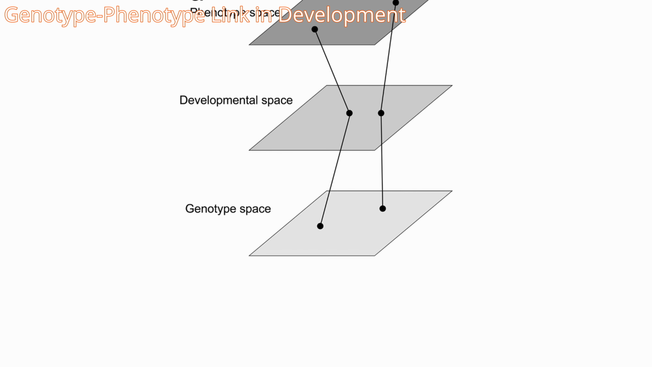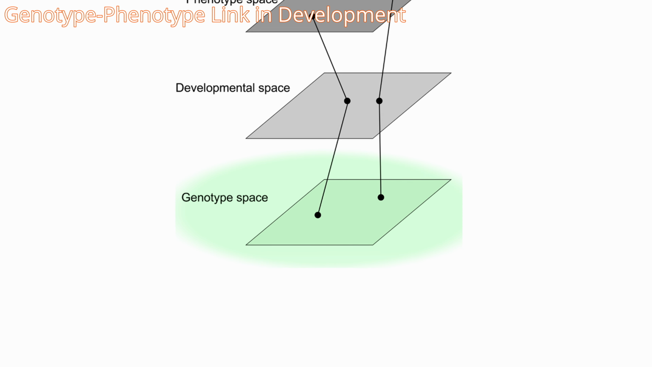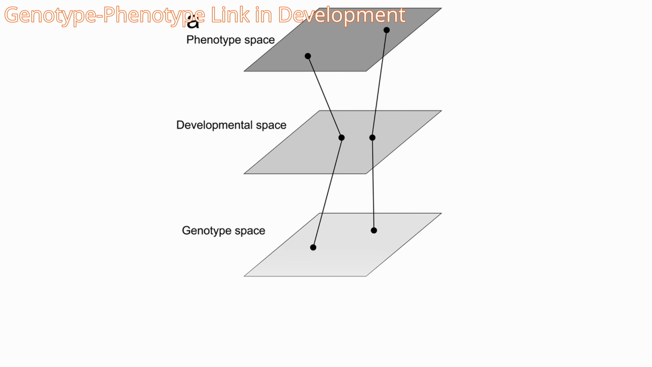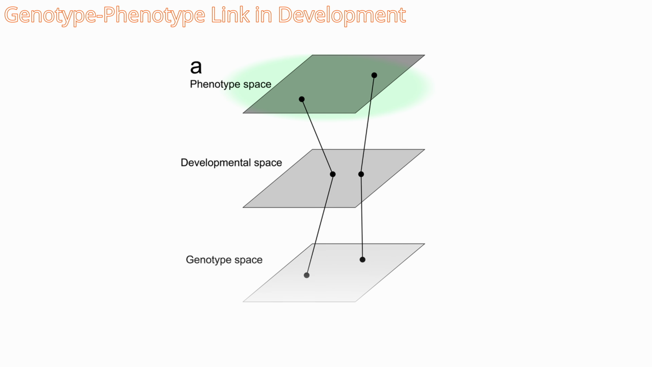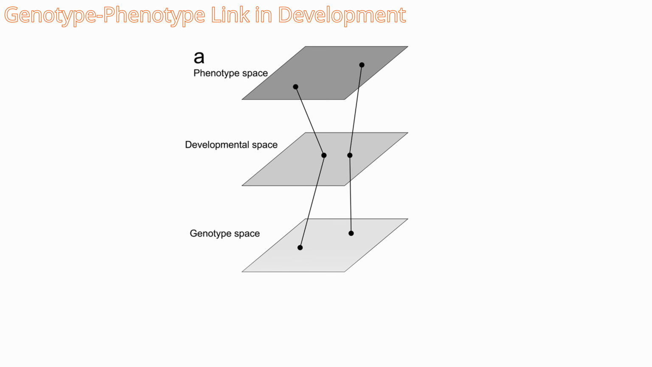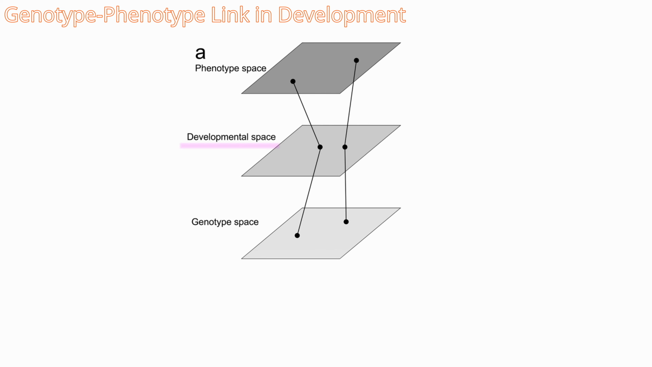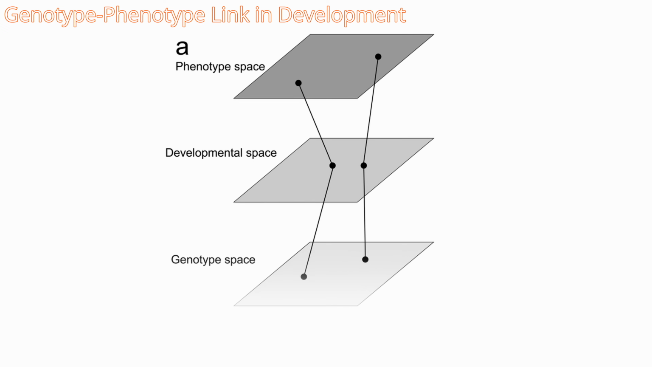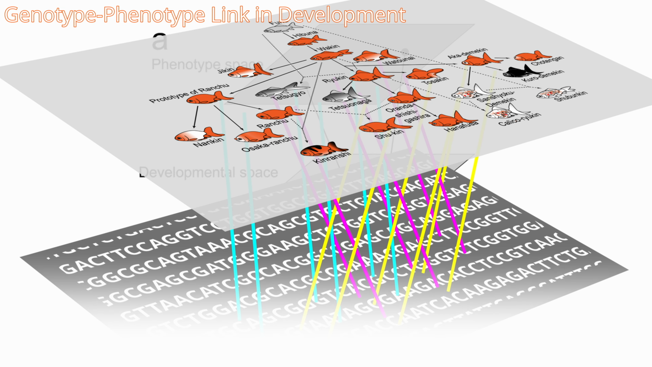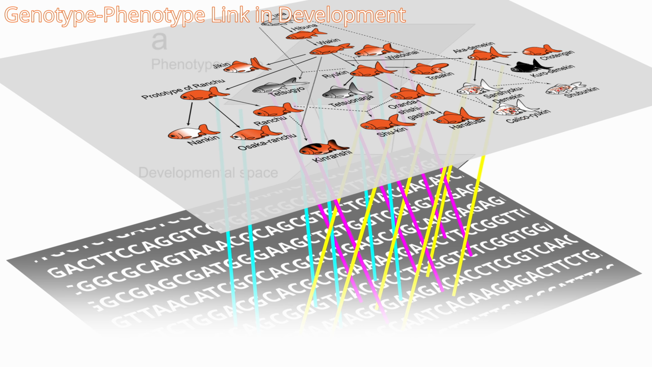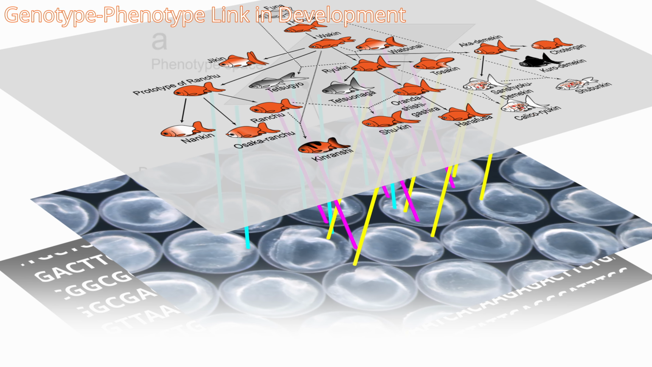In this diagram, the lower section represents the genetic space, the upper section represents the phenotype, and in between there is a conceptual layer called the developmental space. This illustrates how genetic information is ultimately translated into the final phenotype through the developmental process.